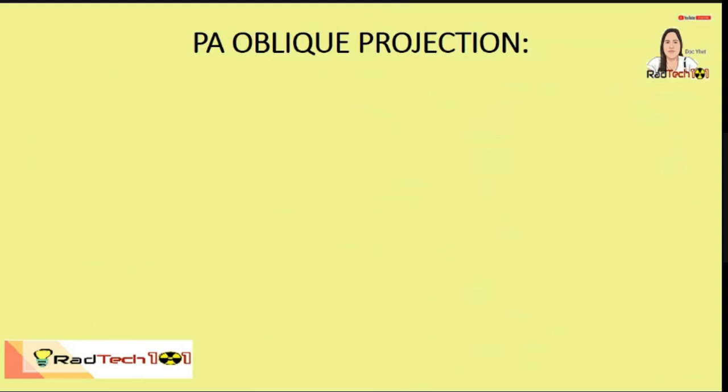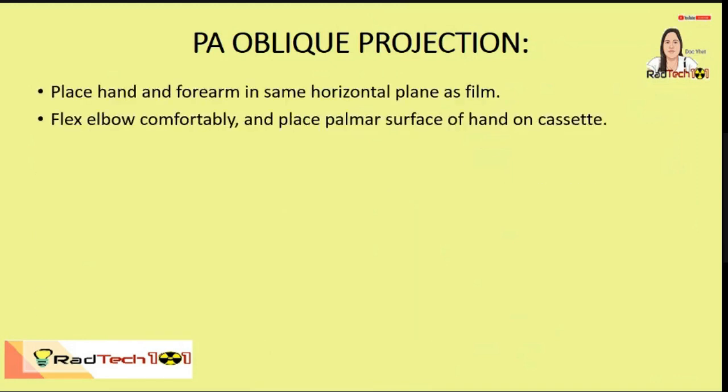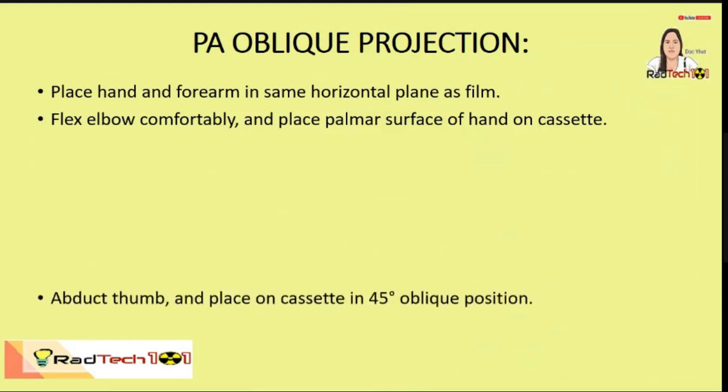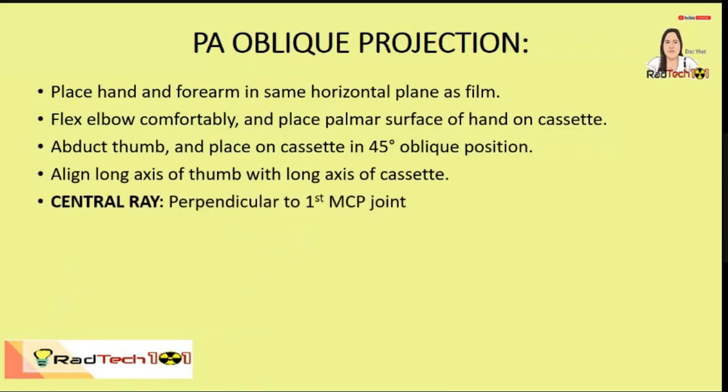Next, the PA oblique projection. So, the same instruction, flex elbow, place palmar surface of hand on cassette. So, naka-prone yung ating hand kasi PA. Abduct thumb and place on cassette in 45 degrees oblique position. Align the long axis of thumb. Central ray, the same pa din, basta the first digit, first MCP joint.